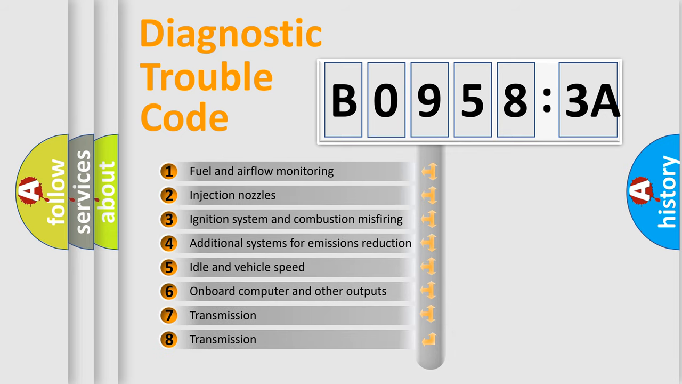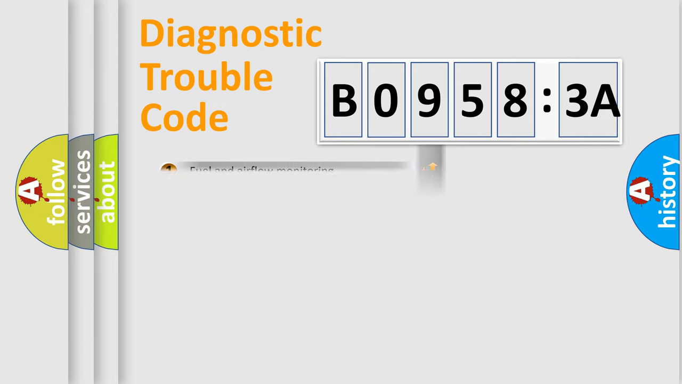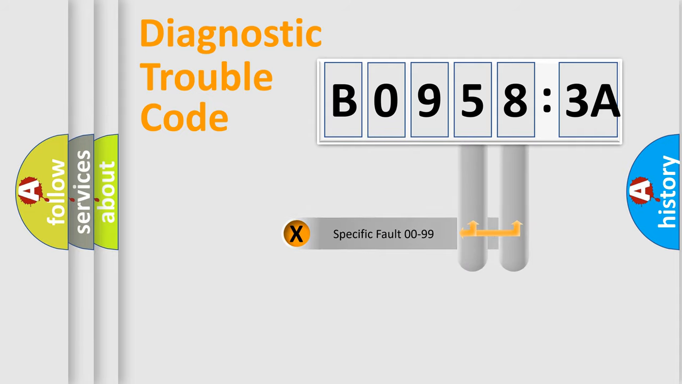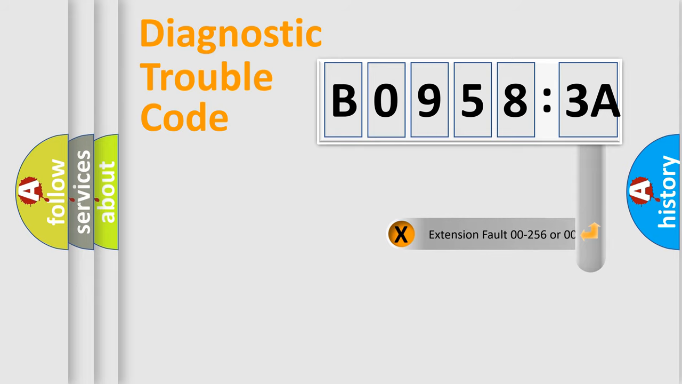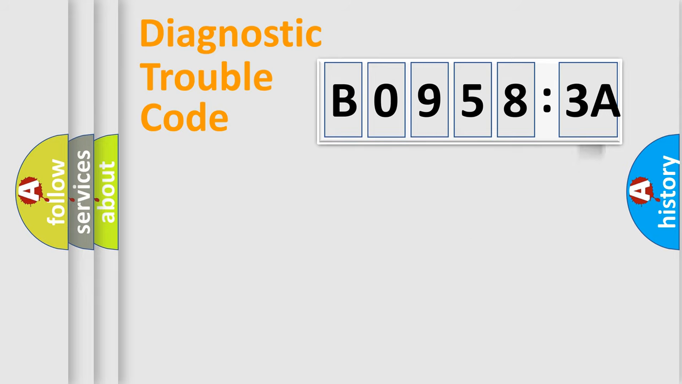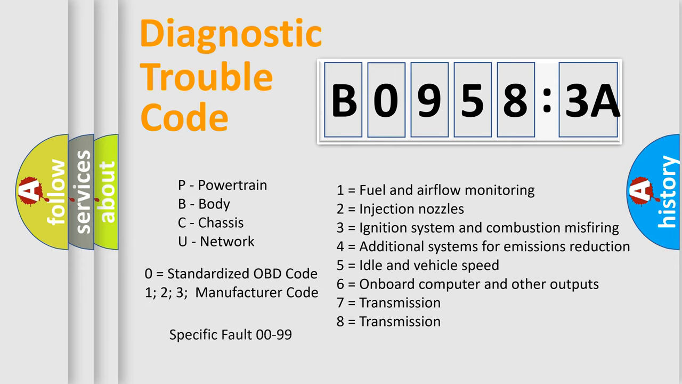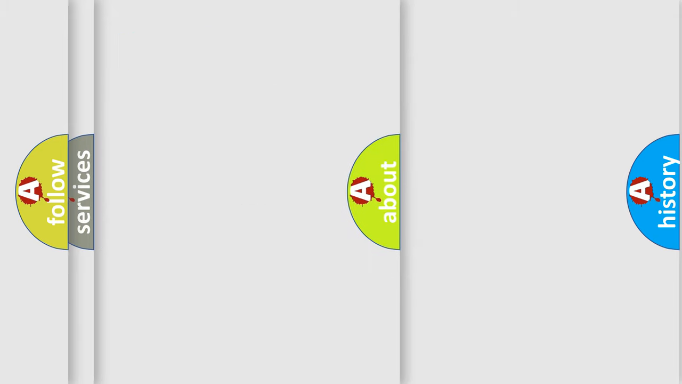The third character specifies a subset of errors. The distribution shown is valid only for the standardized DTC code. Only the last two characters define the specific fault of the group. The add-on to the error code serves to specify the status in more detail, for example, a short to the ground. Let's not forget that such a division is valid only if the second character code is expressed by the number zero.